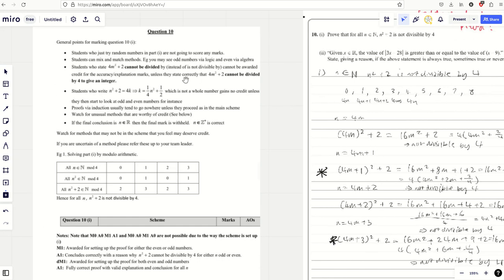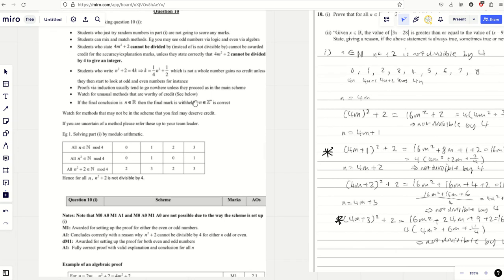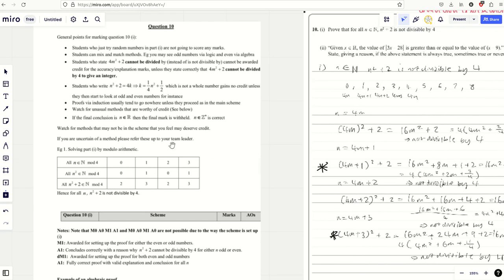So you don't have to use an algebraic approach here. You may see odd numbers via logic and even via algebra. I just used logic basically to show odd squared is odd, plus 2 you're still on odd, and so therefore the answer can't be divisible by 4. But you can mix and match your methods. They're even using modular arithmetic down here. Very impressed with that. That's a classy way of doing it, but you don't have to worry about that.